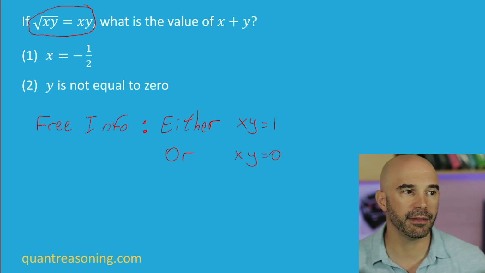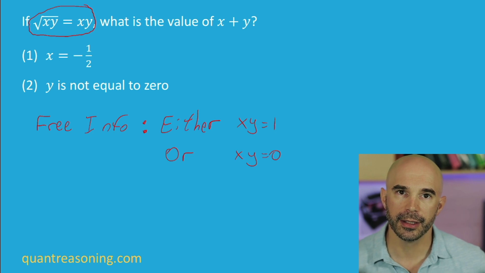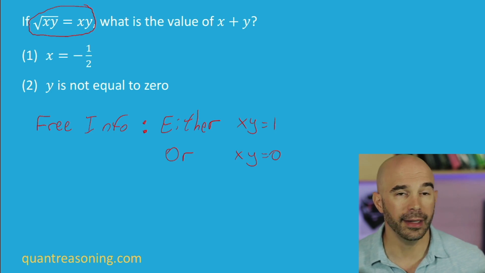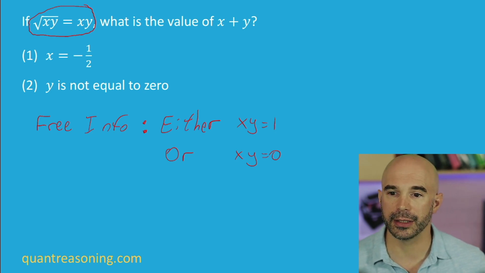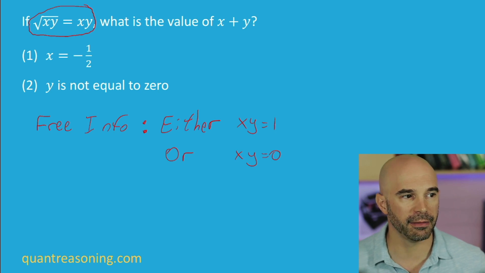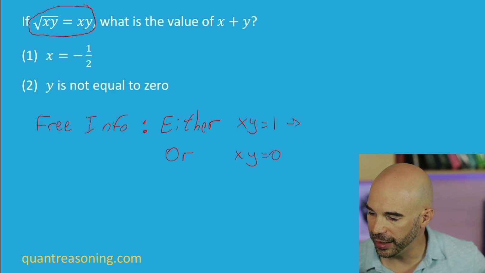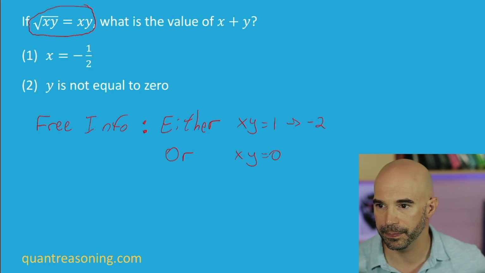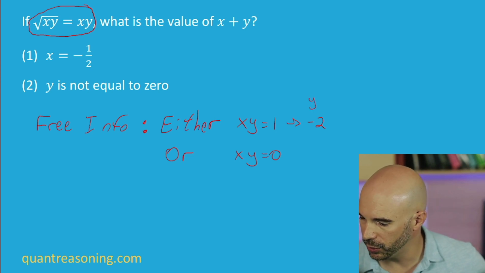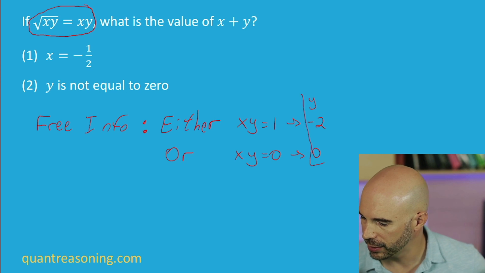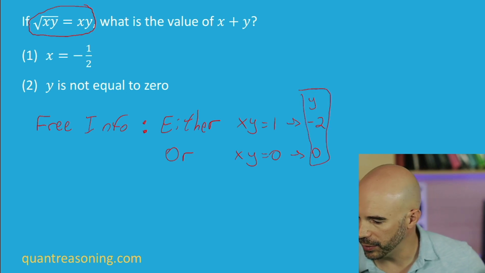Statement 1 gives me the value of x: -1/2. So I want to take that with me to the free info and ask myself, now that I know the value of x, now that I know that it's -1/2, what can I say about the value of y? What I would say about the value of y, given that x is -1/2, is that y is either -2 or y is 0. These are the options for y for statement 1.